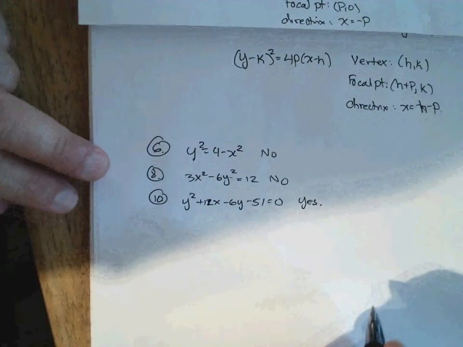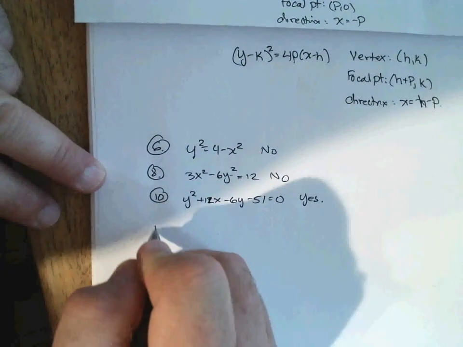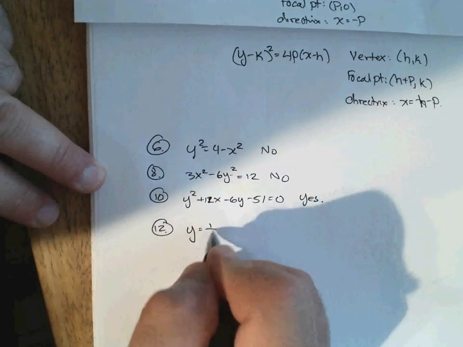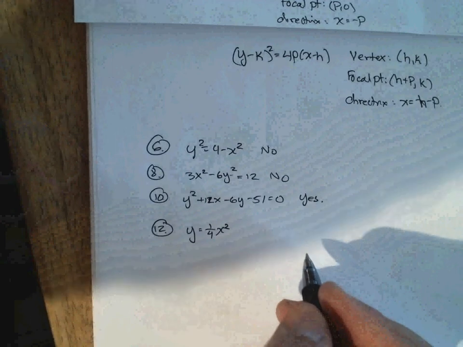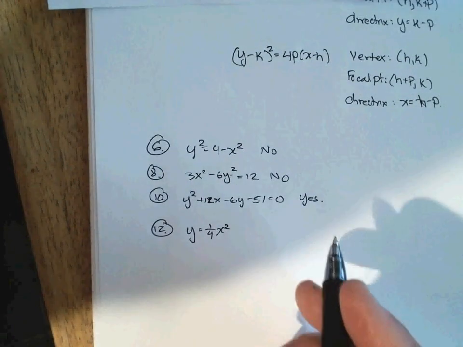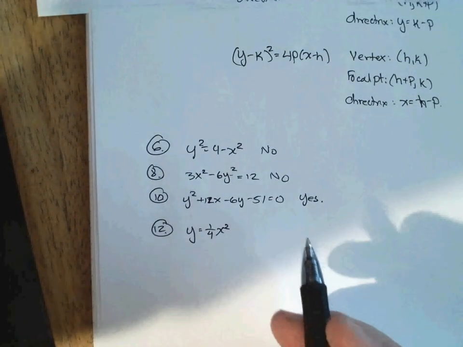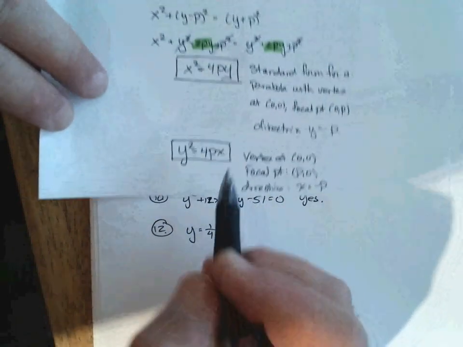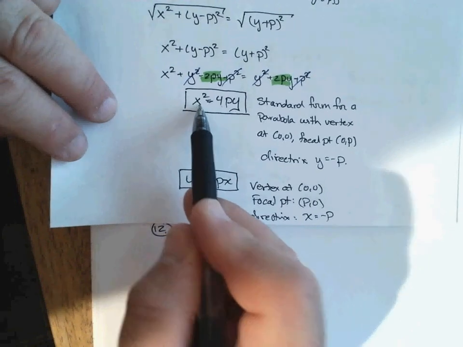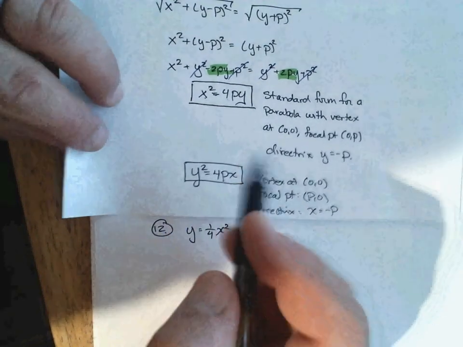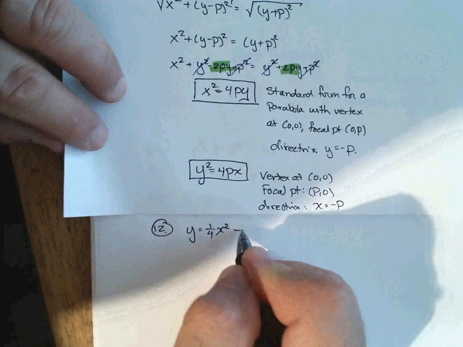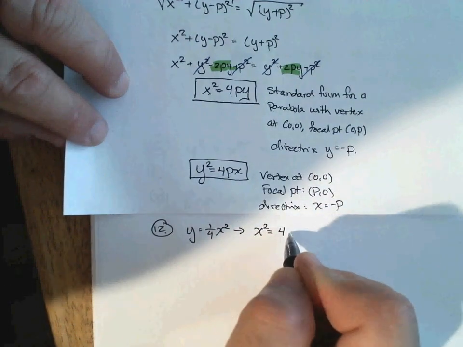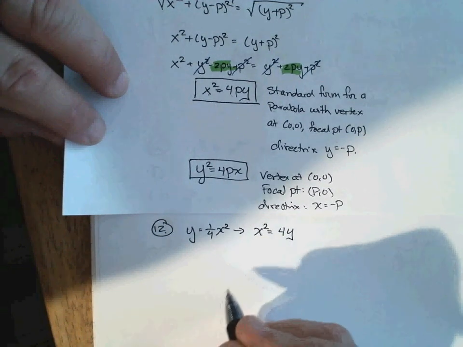All right, let's take a look now at actually figuring out for a parabola what the relevant information is. In number 12, you're given y equals 1/4 x squared. That, in other words, you have the x being squared and the y not being squared. This looks like this form here where the x is squared and the y is not. Now, to make it look perfectly like this, I would solve for x squared. And I do that by multiplying both sides by 4. Okay?